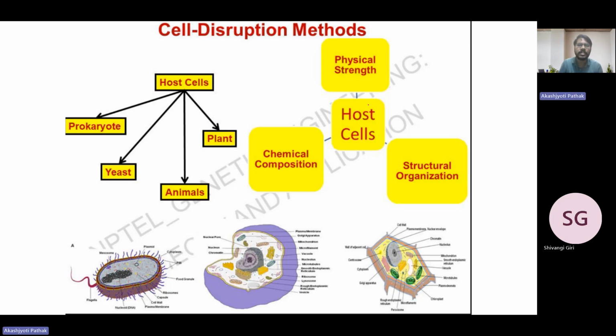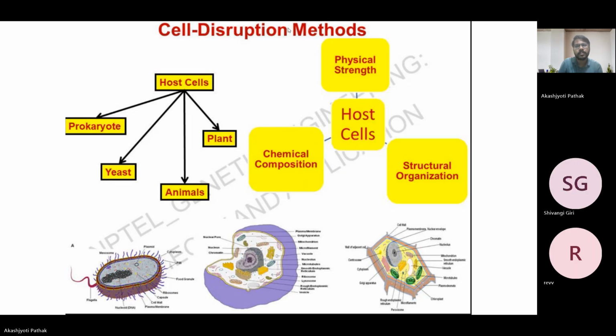The host cell basically has different characteristics, isn't it? It has a physical strength, it has a chemical composition, and it has a structural organization. So, utilizing these different characteristics of a host cell, we use different cell disruption methods. The host cell can be a prokaryote, yeast, an animal cell, or a plant cell. And if you look at all these different types of host cells, they have different physical strength, isn't it? Your animal cell doesn't have a cell wall. Your plant cell has a cell wall.